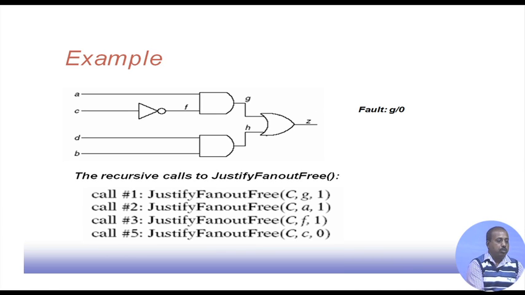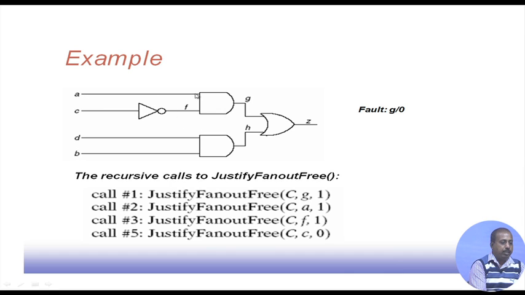So here, suppose in this particular circuit we want to detect this fault, G stuck at 0. So first it will try to justify it: it will try to put a value of 1 at G. So the justify Fanout-Free function will be called with the circuit C with the line G going to 1. If this line G goes to 1, then naturally it has to put 1 at both the inputs, because this is an AND gate. So it will call justify Fanout-Free for A equal to 1.